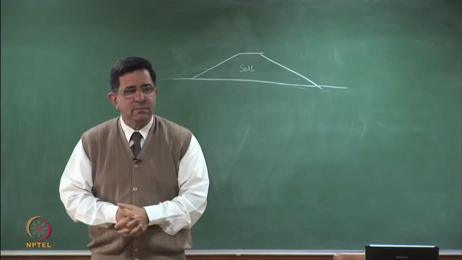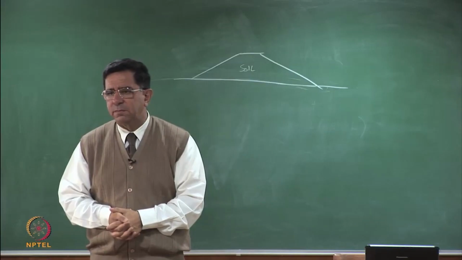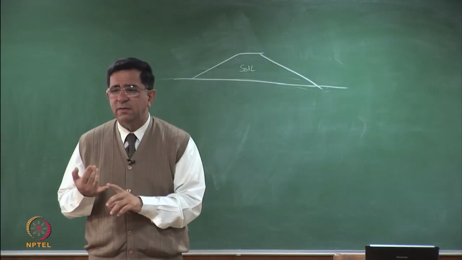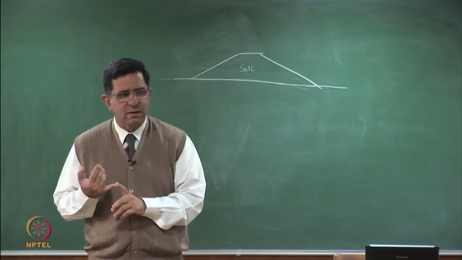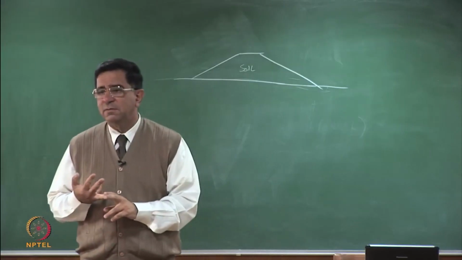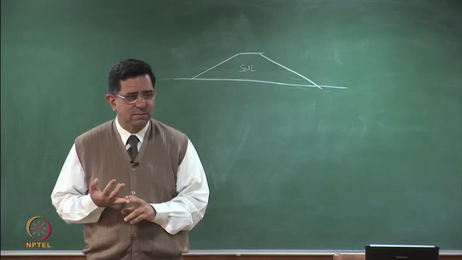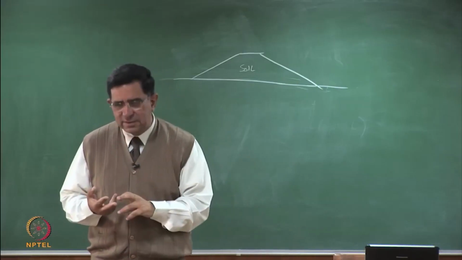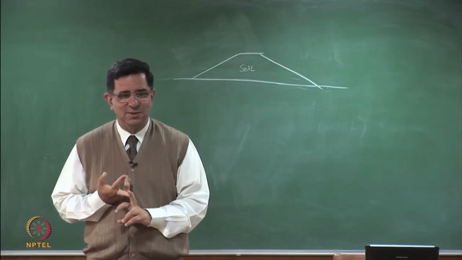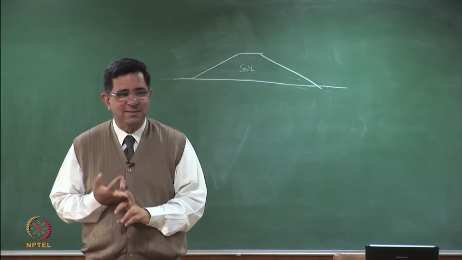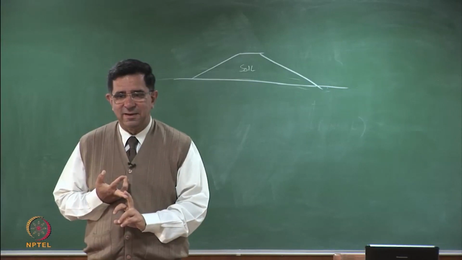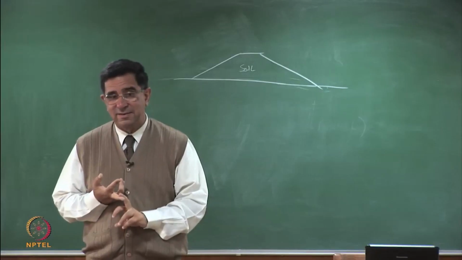And why? What kind of C dash do you get in soils? Do you get C dash in sands? Cohesionless materials, C dash is 0. Do you get C dash in gravel? No. So only phi dash. Do you get C dash in clays? This is a trick question. Do you get C in clays or do you get C dash in clays?